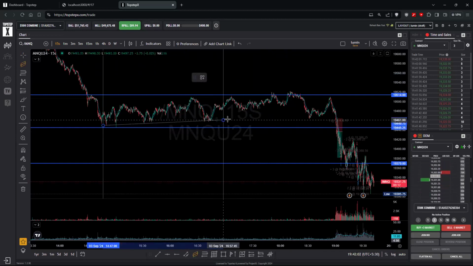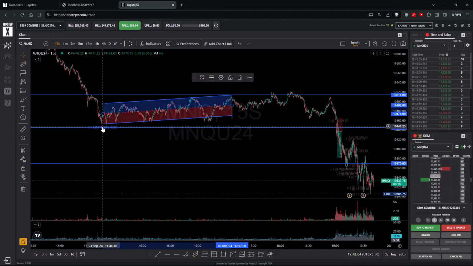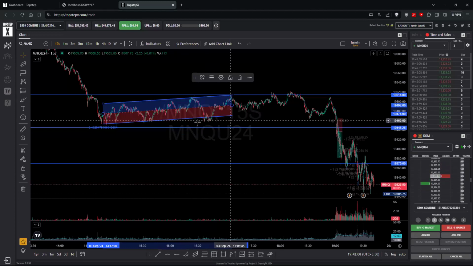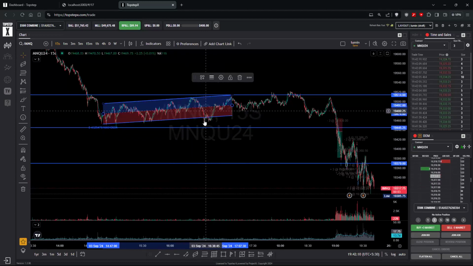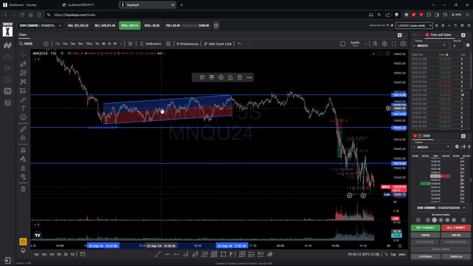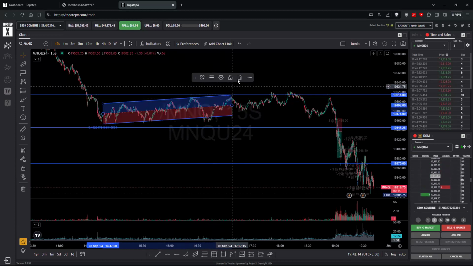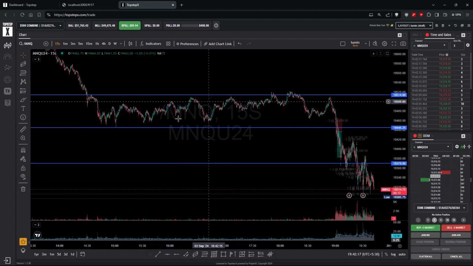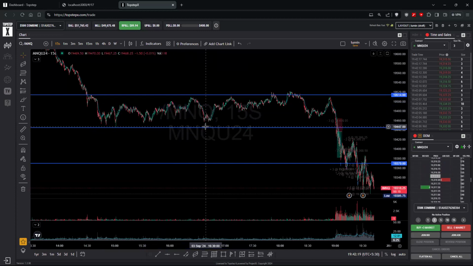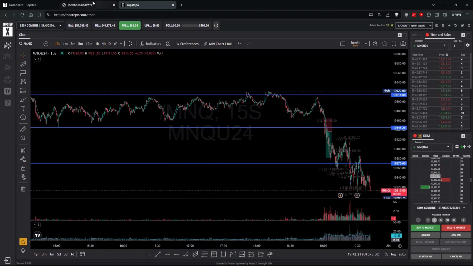One tool I use is this regression channel. I usually get into trades at the top and the bottom of this regression channel. So it is pretty handy, and you should always ask, so what's the market doing?